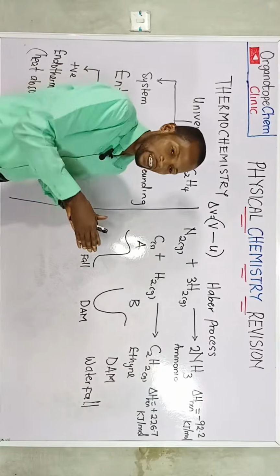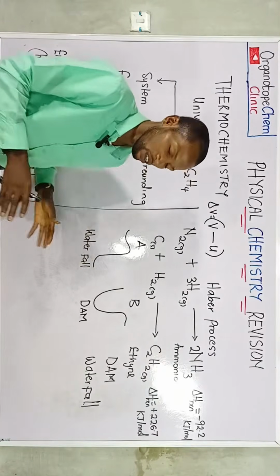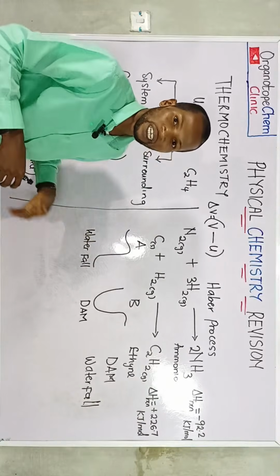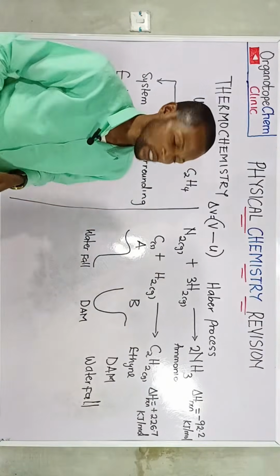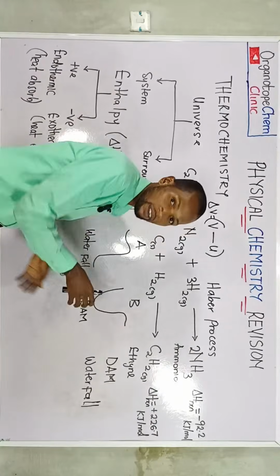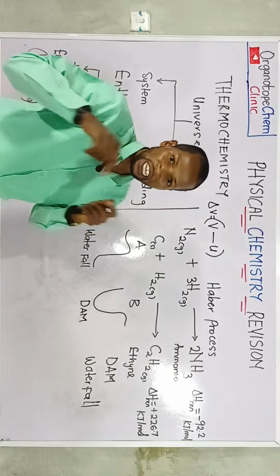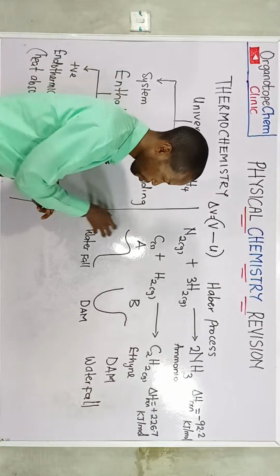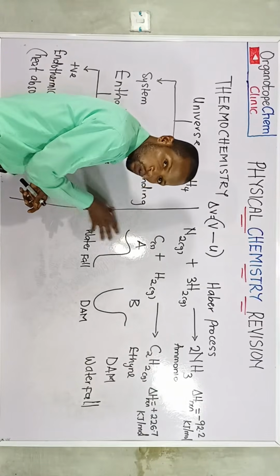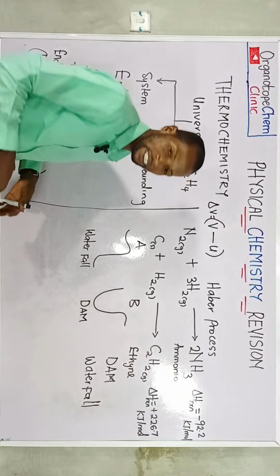So since the water is being released easily by the waterfall, we say it is an exothermic process. Now, the dam right here represents what? The endothermic process. So I'm going to give the energy profile diagram by actually considering the waterfall that we have here and the dam, okay?